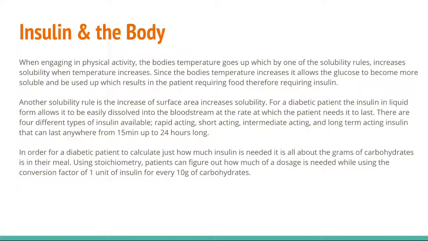In order for a diabetic patient to calculate just how much insulin is needed, it is all about the grams of carbohydrates in their meal. Using stoichiometry, patients can figure out how much of a dosage is needed, using the conversion factor of 1 unit of insulin for every 10 grams of carbohydrates.